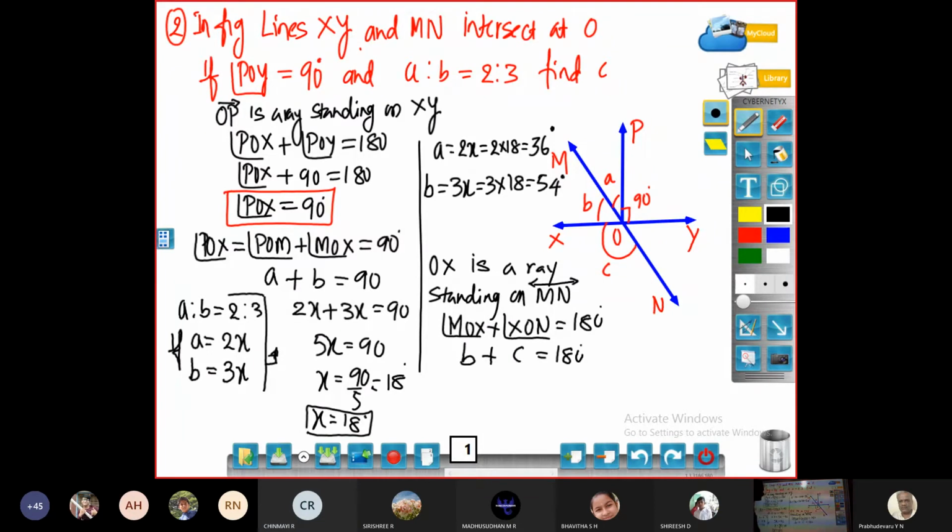So angle B we have calculated already, that is 54, plus C is equal to 180 degrees. Angle C is equal to 180 minus 54. So find the difference now. It is 126 degrees. So it is 126 degrees. Is it clear to all of you? Yes, sir. So we got this angle C is equal to 126 degrees.